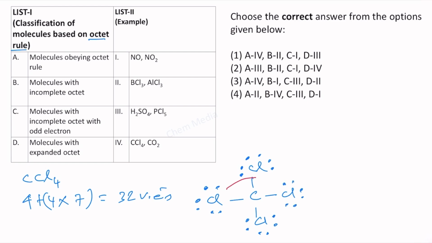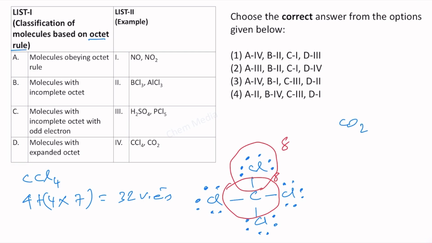So, here for carbon we have 4 bond pairs, that means 8 electrons, and for each chlorine we have 3 lone pairs and 1 bond pair, therefore 6 plus 2 is 8. So, all the atoms obey the octet rule here.